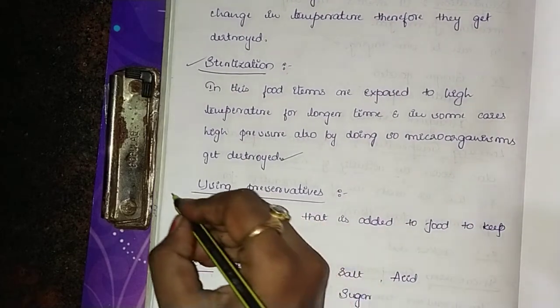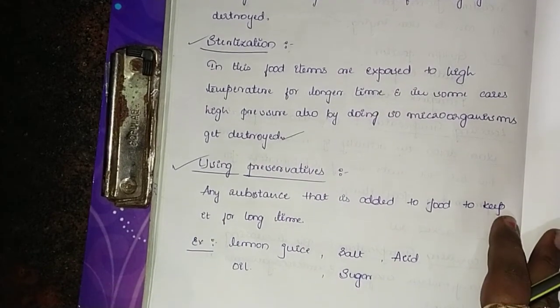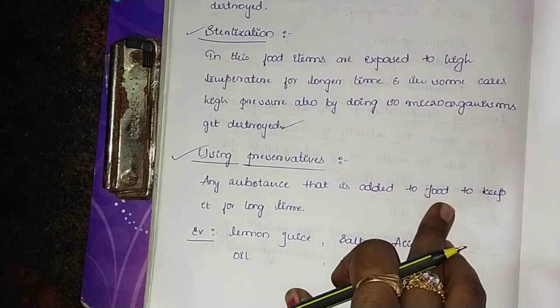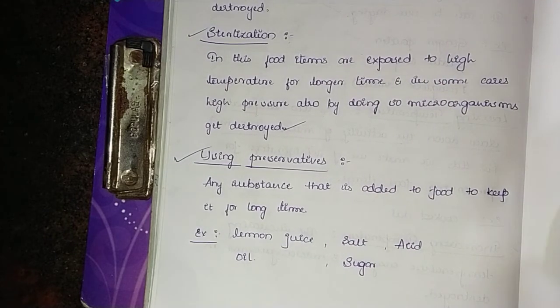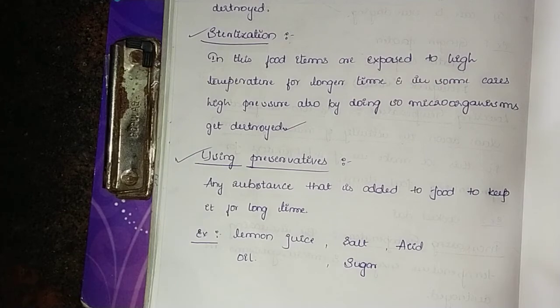And the next one is using preservatives. What does that mean? Using preservatives means any substance that is added to food to keep it for a long time. Say for example, uppinkai, pickle. We add a lot of salt and make pickle. Why? Preservative, and we also add a lot of oil, because it should not spoil quickly.